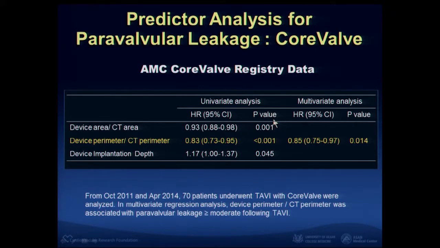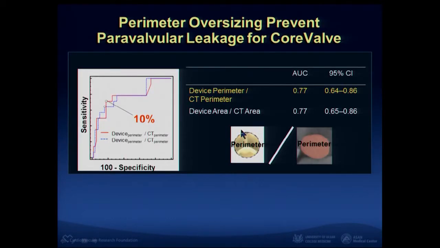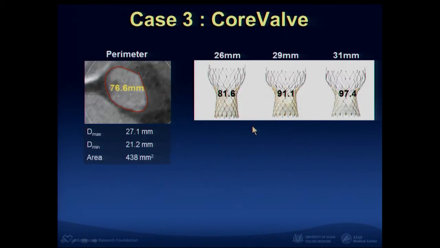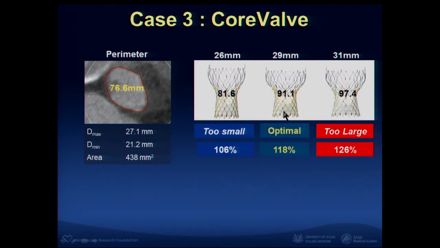In case of CoreValve, we decided perimeter was an optimal indicator for prosthesis sizing from our data. The optimal cutoff value was 10% in perimeter oversizing. So we set 15% perimeter oversizing as the optimal cutoff value in the CoreValve system. This is an example, very similar to the SAPIEN valve. The perimeter of this patient is 76 millimeters. For this patient, the 29 millimeter CoreValve is optimal.